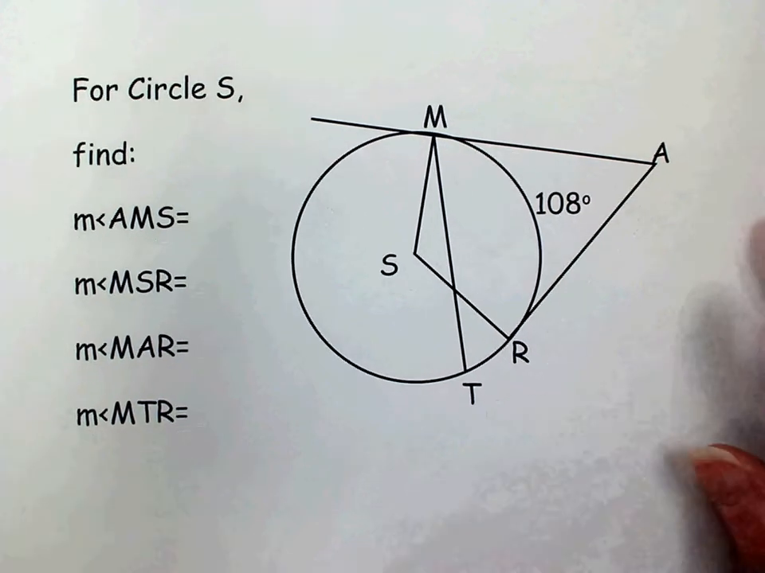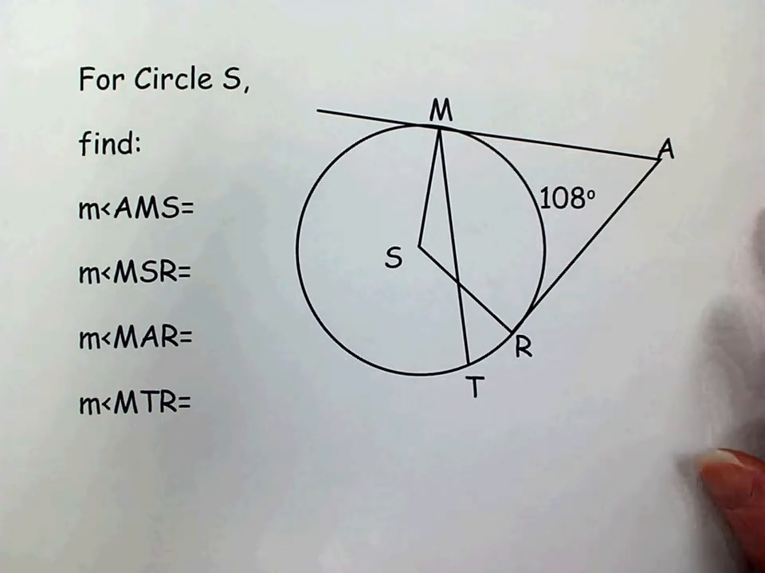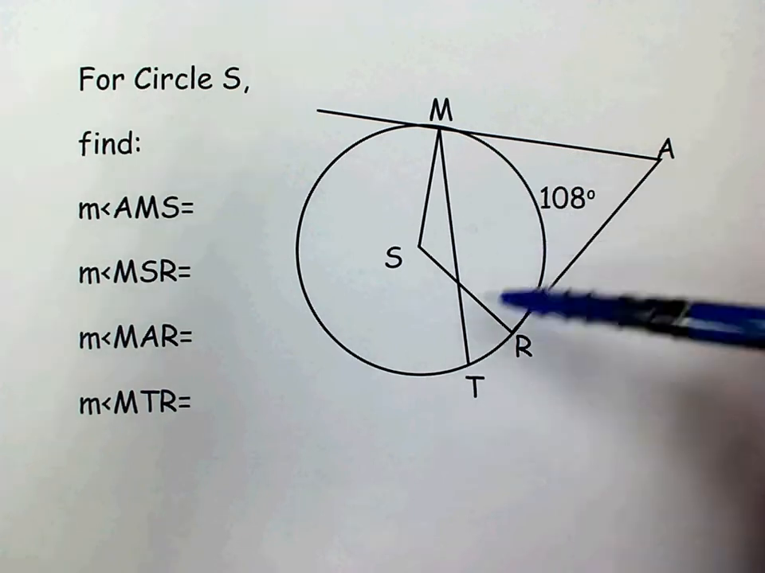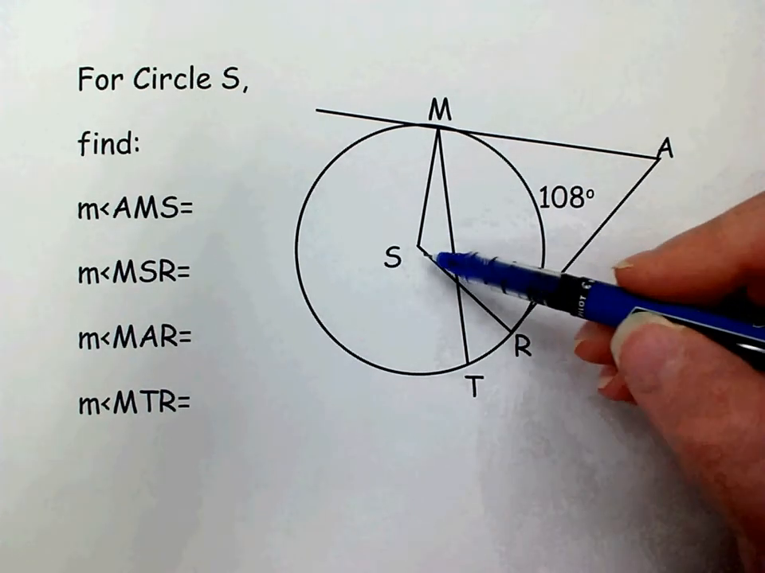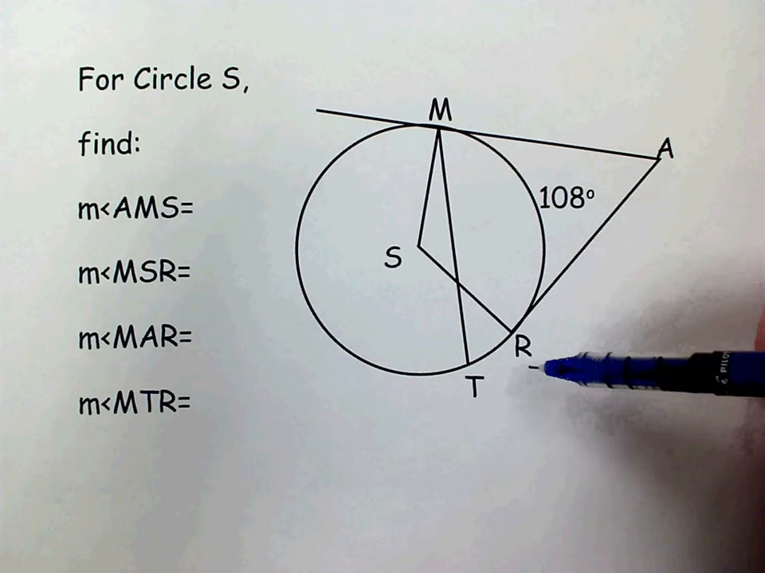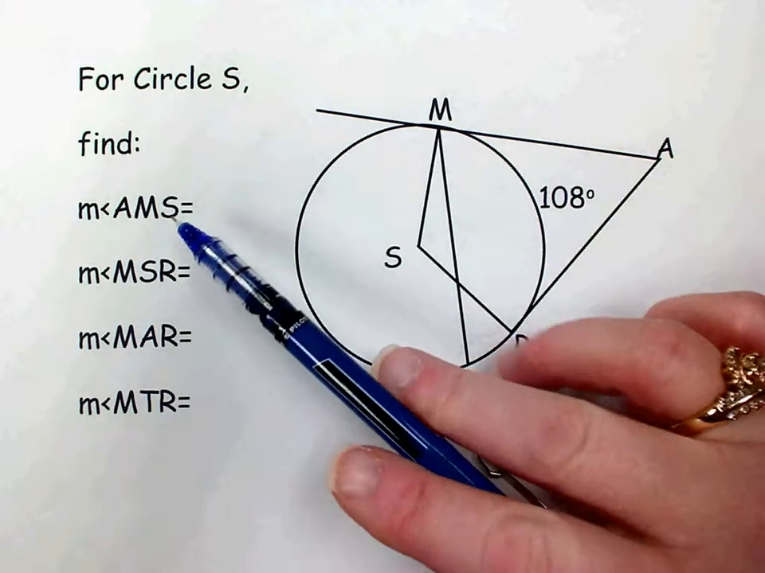This is another extra problem that might help you with your upcoming test. We're given the name of the circle is circle S, which tells us that S is the center of the circle. The first angle we're asked to find is the measure of angle AMS.